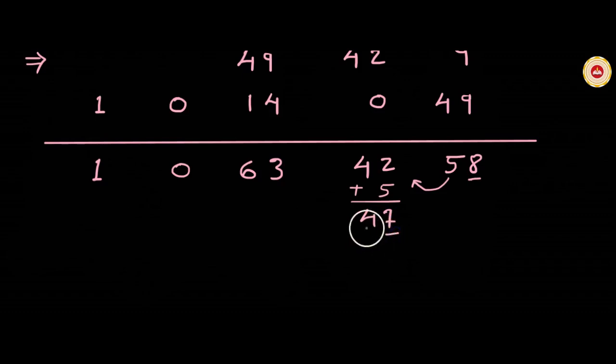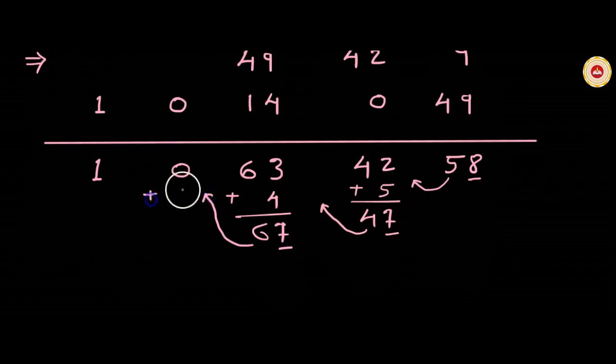Retain units place digit 7 and pass tens place digit 4 to its immediate left, which is 63. So 63 plus 4, 67. Retain units place digit 7 and pass tens place digit 6. 0 plus 6, 6. There is only a single digit, so no need to make any changes, no need to pass. We are going to retain units place digit, that is 6 in this part only, and write 1 as it is.